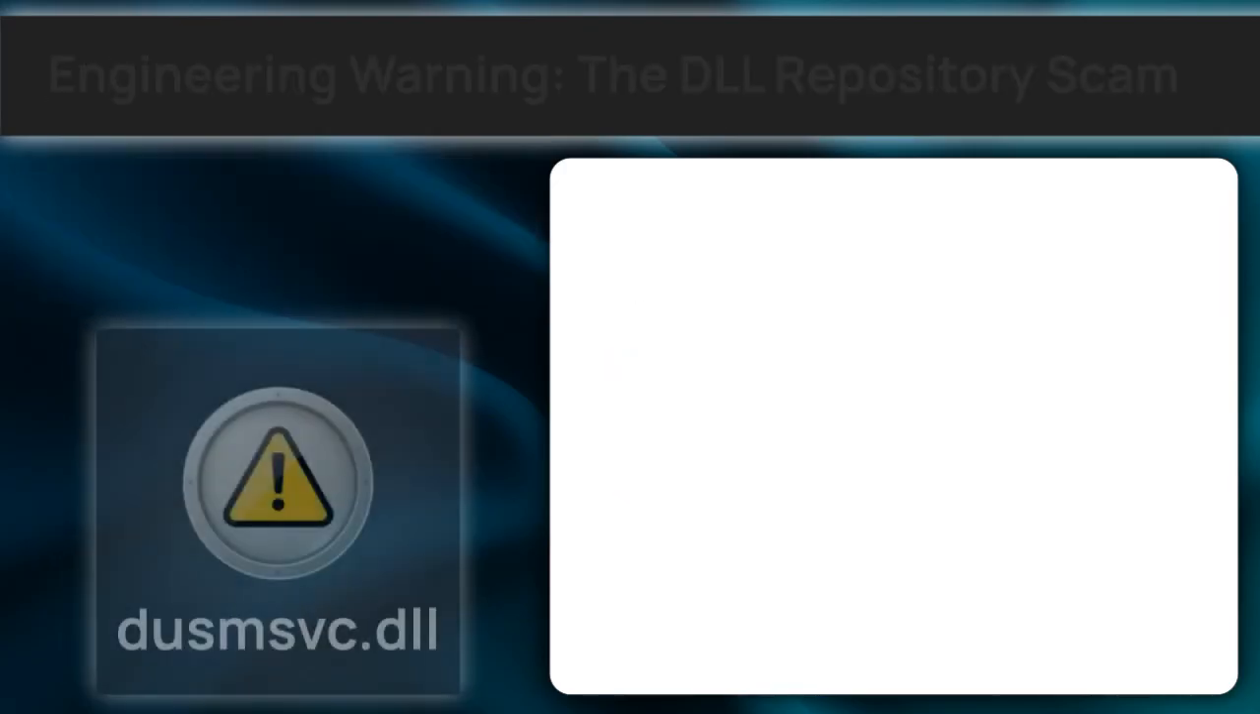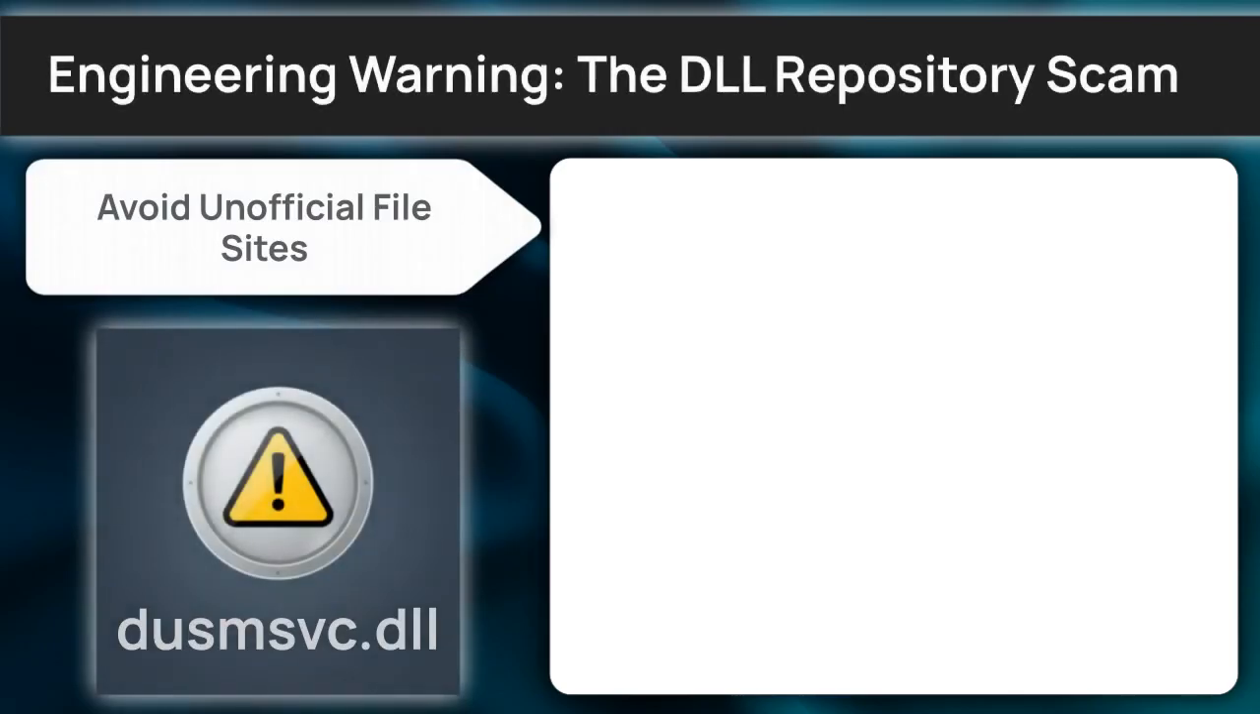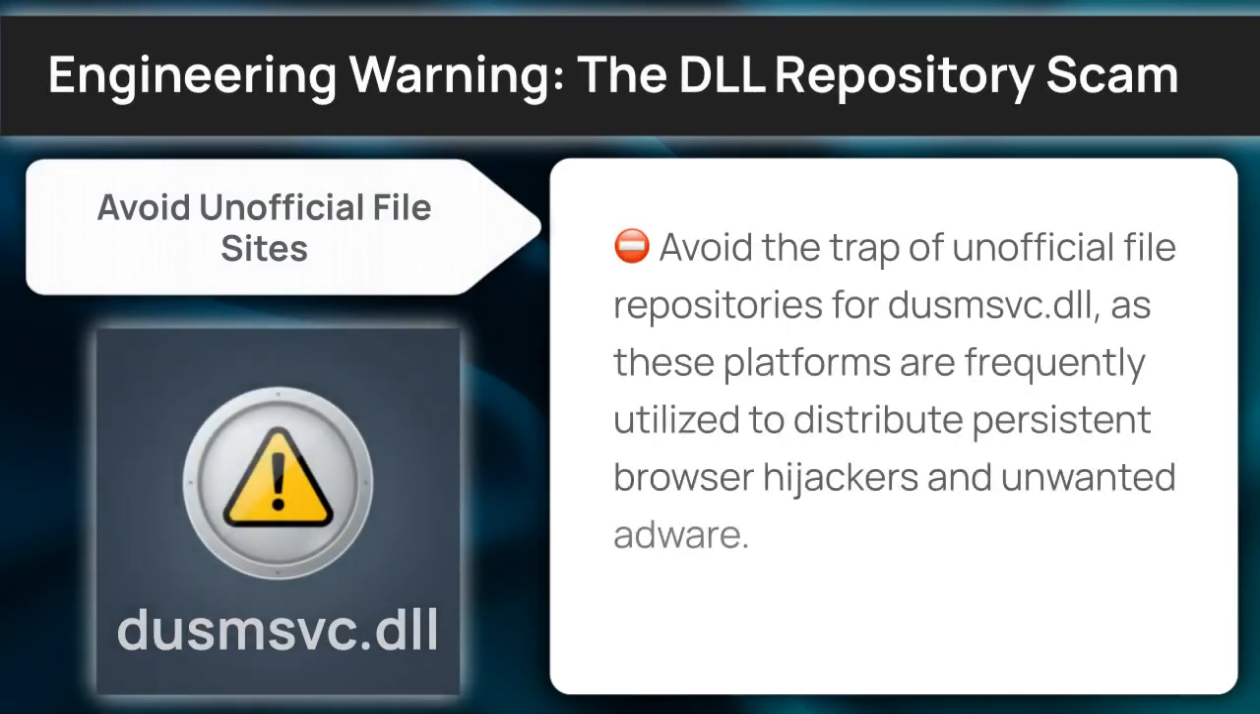It's worth taking a moment to discuss the safe acquisition of runtime components. Be aware that manual interventions for Data Usage Service DLL often create secondary conflicts. Using an incorrect file version can cause cascading application crashes, making your workstation significantly less stable than before.